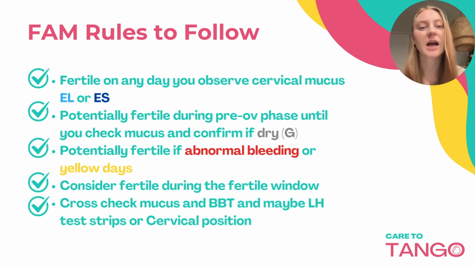You're potentially fertile during the pre-ovulatory phase until you check mucus and confirm it's dry. You're also potentially fertile if you notice abnormal bleeding or yellow days. And of course, you are fertile during your fertile window, and you need to cross-check mucus and BBT, and maybe LH test strips or cervical position.